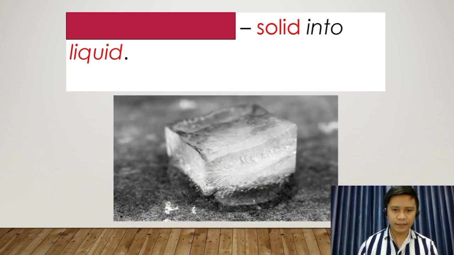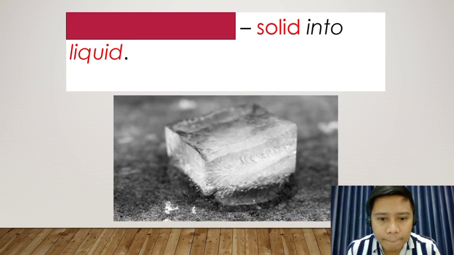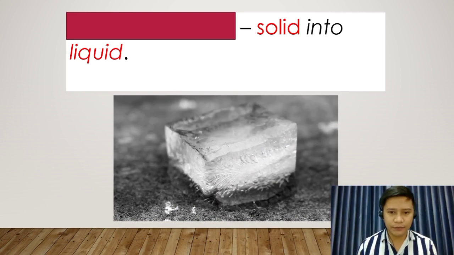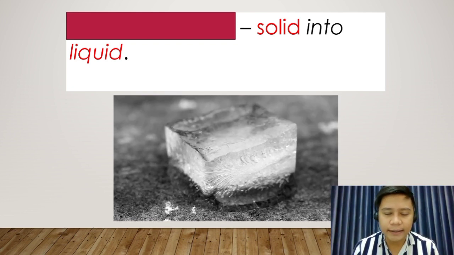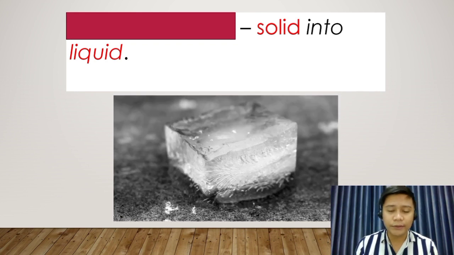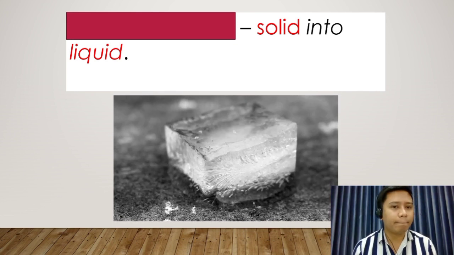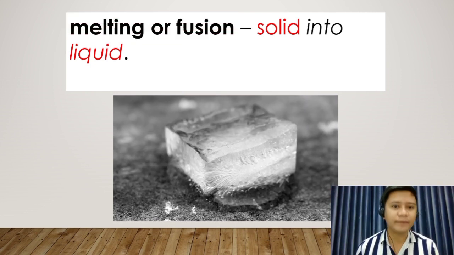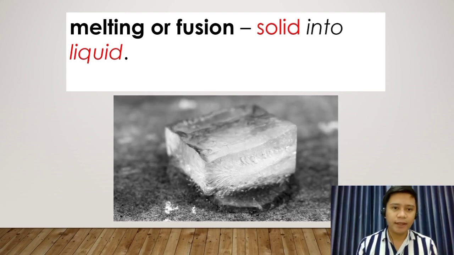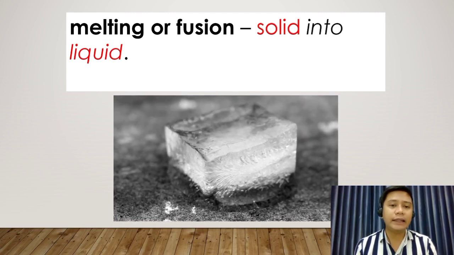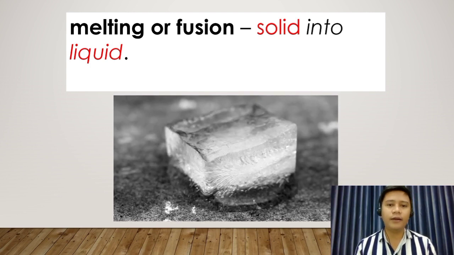So this one is the best example of this solid into liquid. So the first one, as you can see, they have an ice, and then the ice will become water. So what physical changes is it? Very good. Melting or fusion. Now again, melting or fusion.